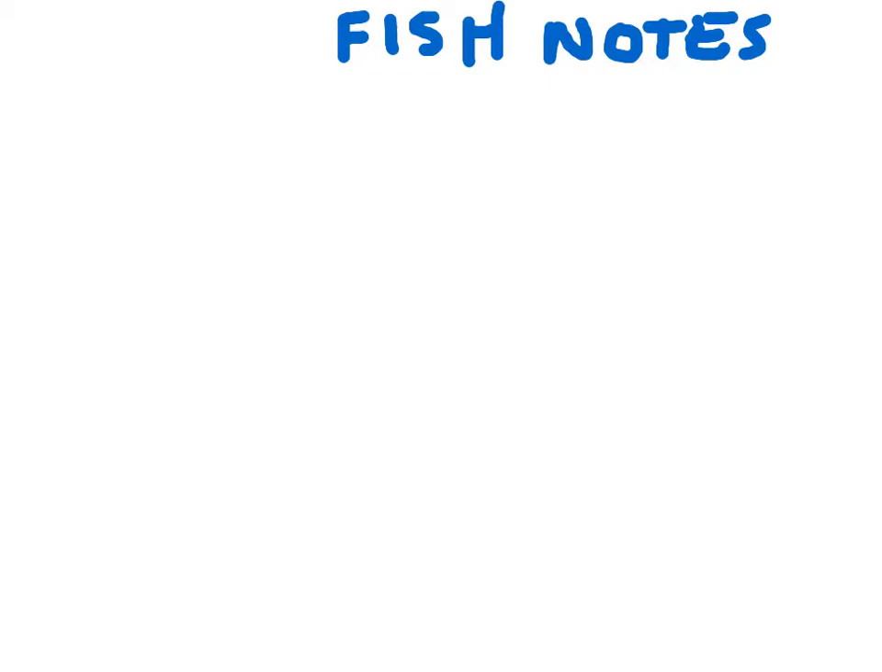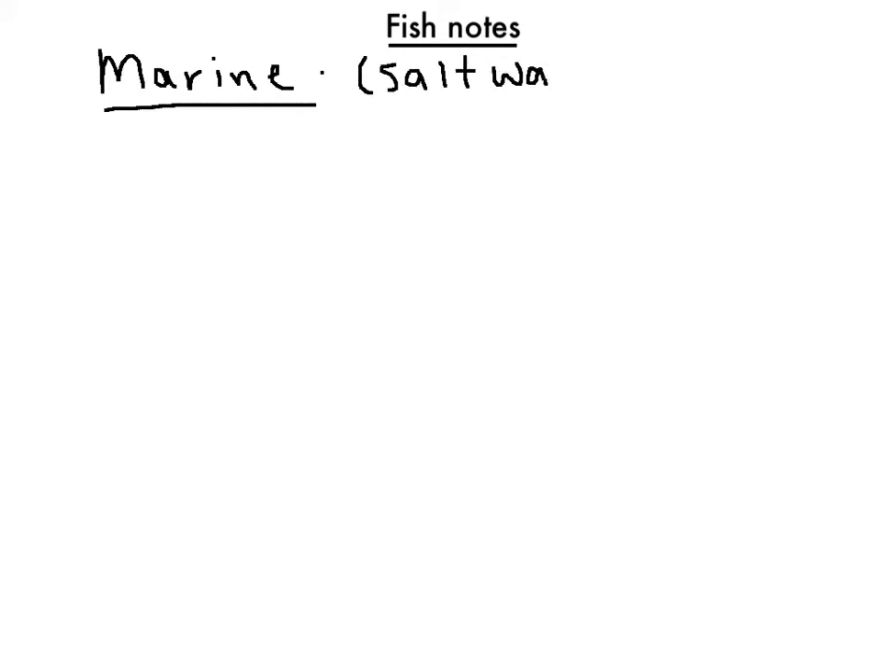We're going to talk a little bit about fish and how they are adapted to different environments. So we're going to take some fish notes. We're going to begin by talking about a marine fish. Marine is a word that is referring to a saltwater fish, which could also be called an ocean fish, and that's in contrast to a freshwater fish.